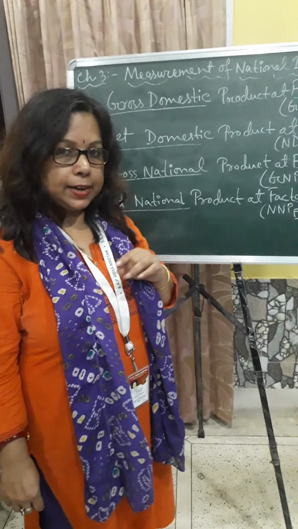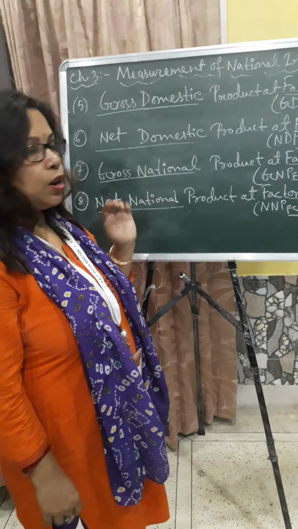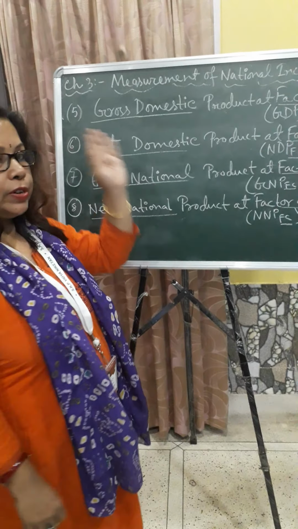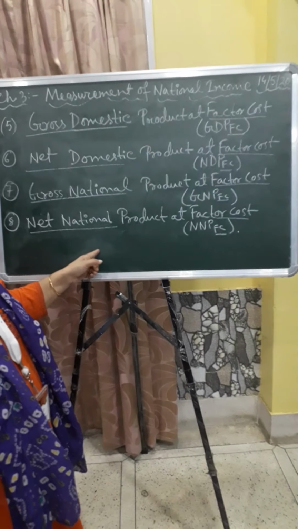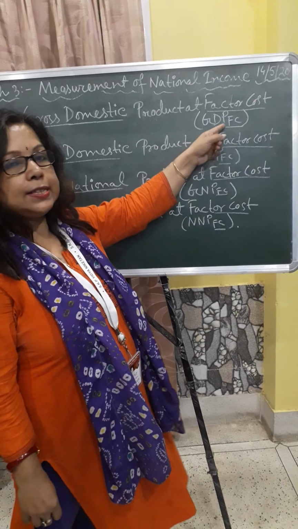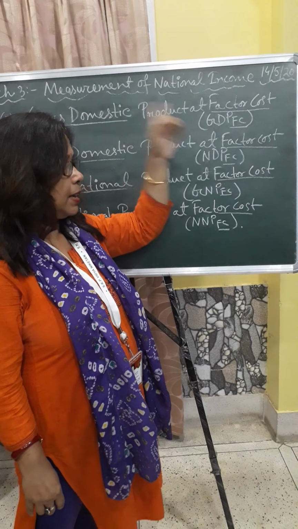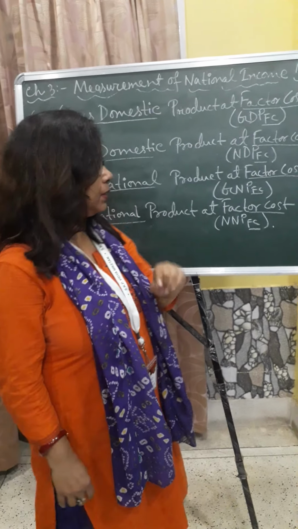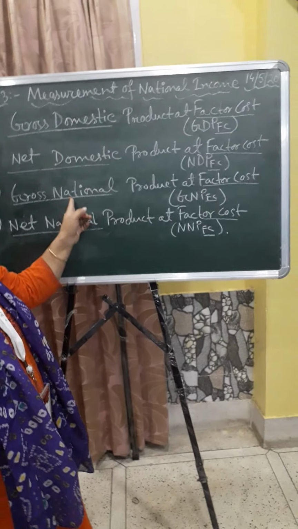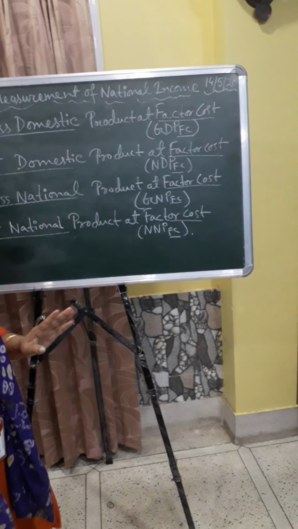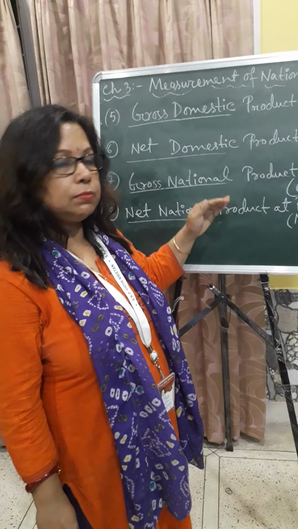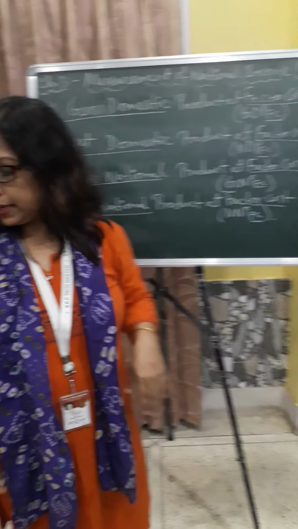In the previous class I had given you the formula. So with the help of this formula, today I will start the numericals. First you write this rest of the terms 5, 6, 7, 8. And what is the meaning of factor cost? In the previous class I told you factor cost means factor payment. Domestic you know, national also you know, and the meaning of gross you also know. So you write one by one. Now next I am going to start the numerical.